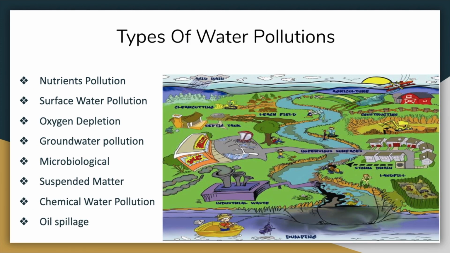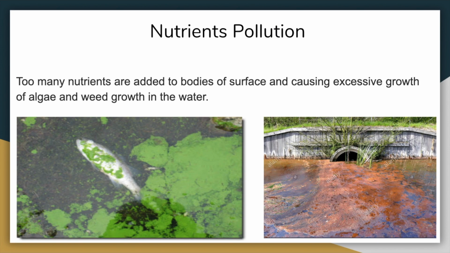Types of water pollution. There are different types of water pollution. I'm going to explain one by one. The types are nutrient pollution, surface water pollution, oxygen depletion, groundwater pollution, microbiological, suspended matter, chemical water pollution, and oil spillage. Nutrient pollution is the process where too many nutrients, mainly nitrogen and phosphorus, are added to bodies of water and can act like fertilizer, causing excessive growth of algae.